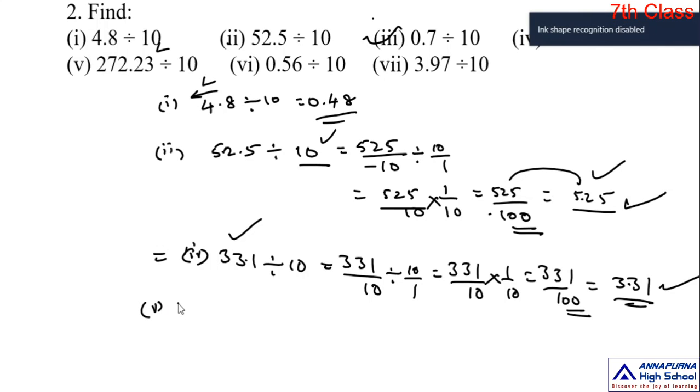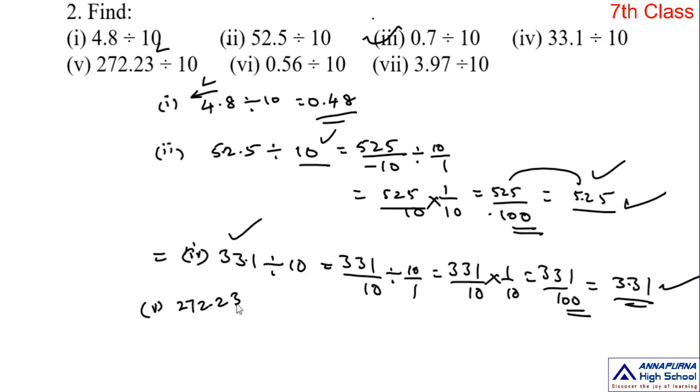Now fifth one is 272.23 divided by 10. All these problems are division of decimal number by 10 only. Shall I write directly? Here 272.23. We are dividing this decimal number by 10. So you should shift the decimal point towards left by 1 digit. Why? Because here 1 zero is there. Shift the decimal point to the left by 1 digit, 1, put point here in between 7 and 2.